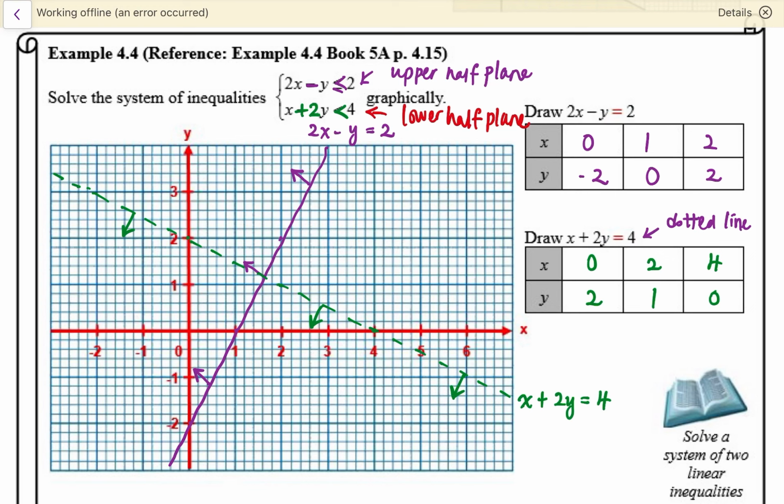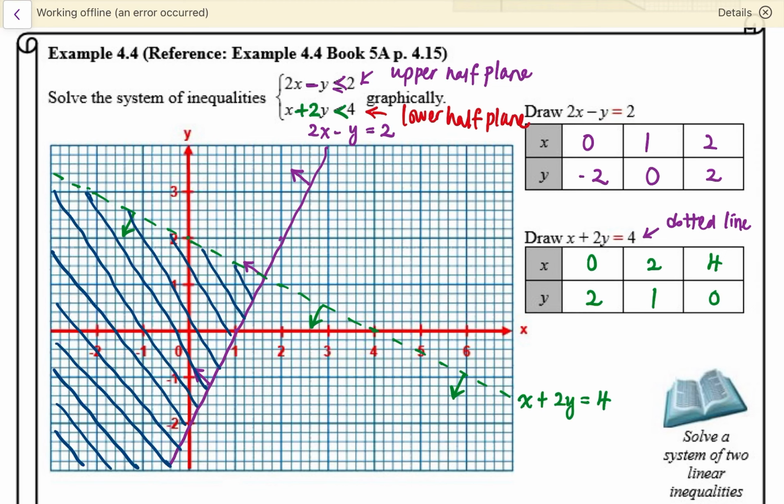And finally, we have to look at the overlapping region. Here I'm shading the overlapping region. As you can see, there are 2 arrows, one green, one purple, pointing towards this region. So the shaded region represents the solutions to the system of inequalities.